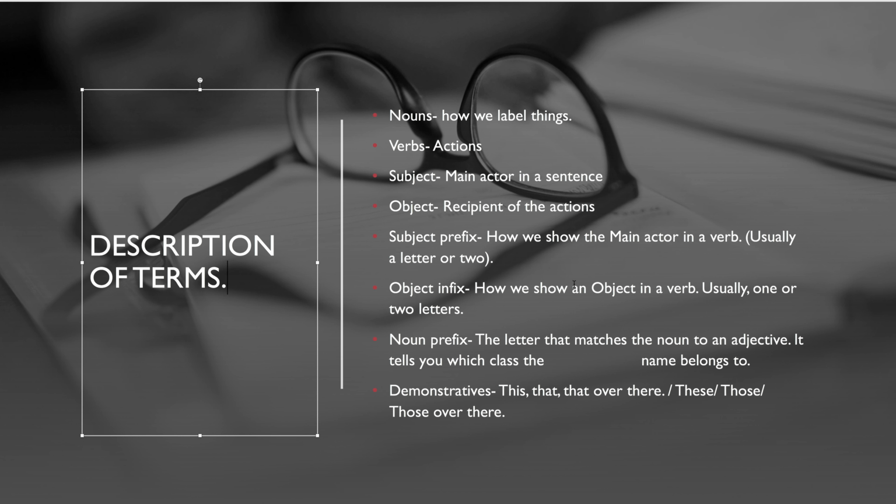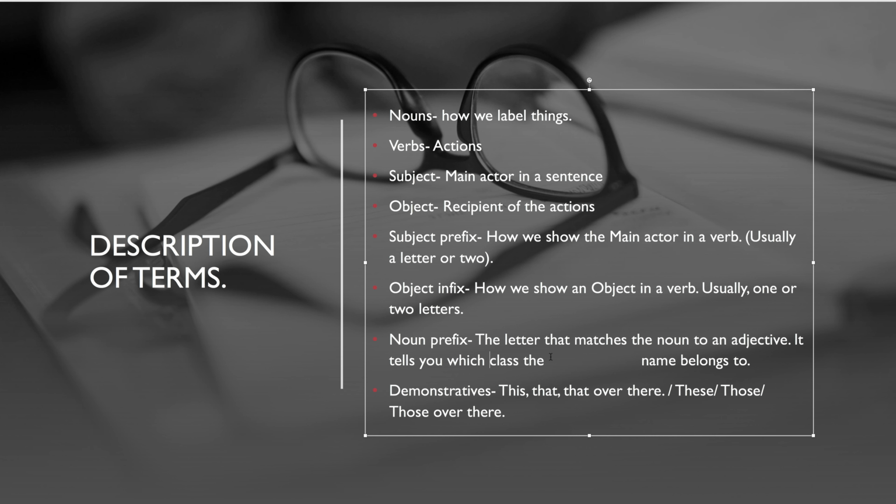So subject prefix is how we show the main actor in a verb, usually a letter or two, and an object infix is how we show the object in a verb, usually a letter or two. And then we have something called the noun prefix, which is the letter that we use to match the noun to an adjective. So it tells you where that noun belongs, what noun class that belongs to.